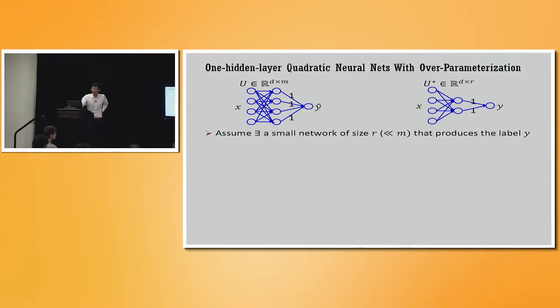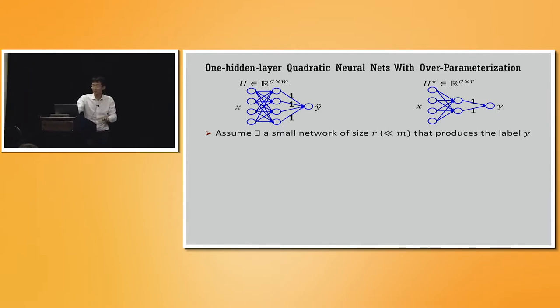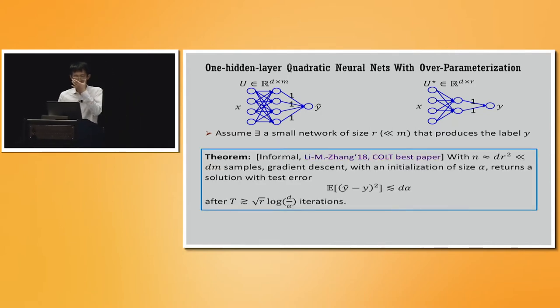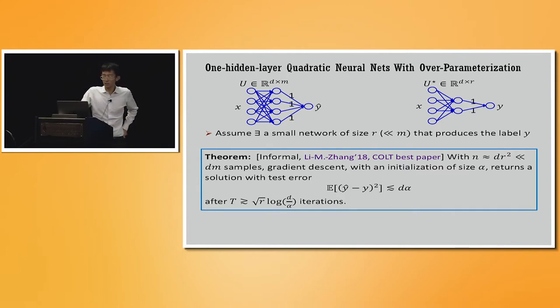Okay, just a recap. We assume that the data are from a low complexity neural network, but we train with a big neural network. And here's the theorem. If we have such a setup and n is roughly equal to d times r squared examples, the number of examples doesn't depend on how large the network is. It only depends on how large the intrinsic network that produced the label is. And if you have d times r squared examples, gradient descent with initialization of size alpha returns a solution with test error about d times alpha.